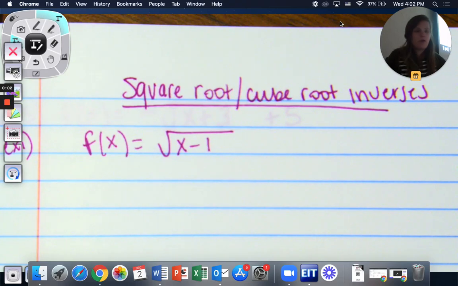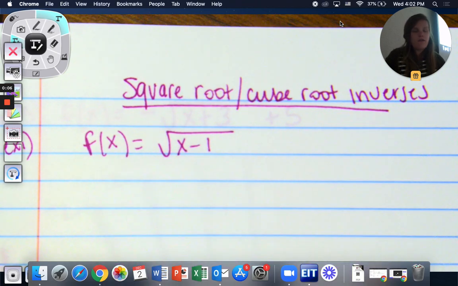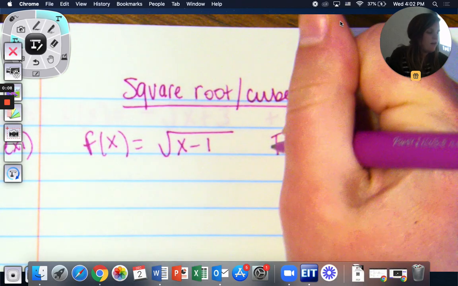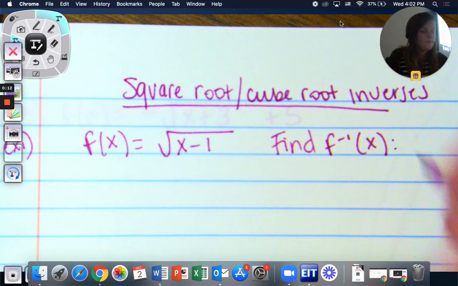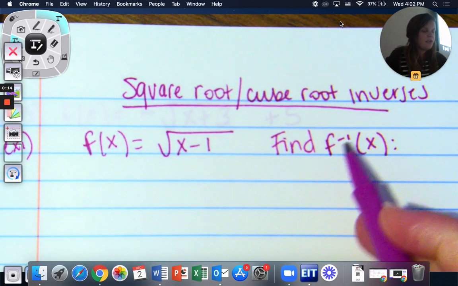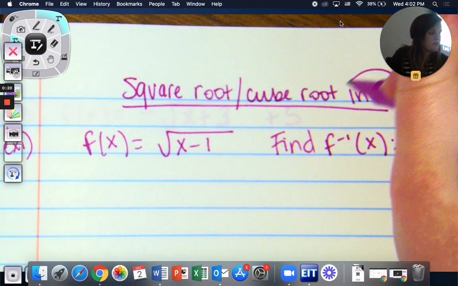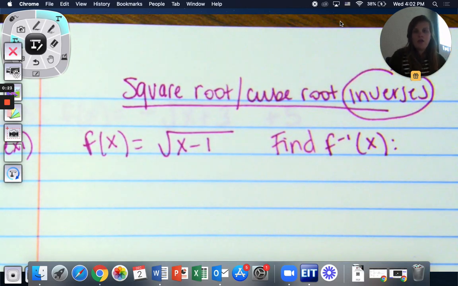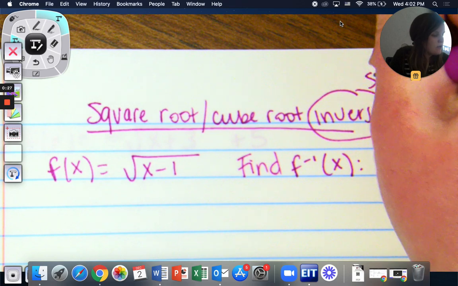Alright guys, so we're going to look at square root and cube root inverses. You're given a function and it'll say something like find the inverse, or maybe find f inverse. Remember, this is the notation for inverse, so that's what it's communicating if you see that. The whole thing with inverses, no matter the function, linear, quadratic, square root, cube root, is you have to switch x and y.